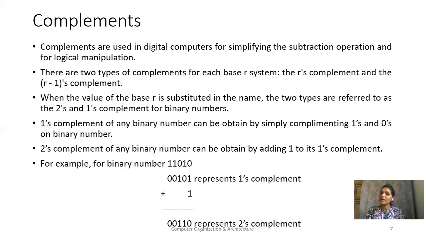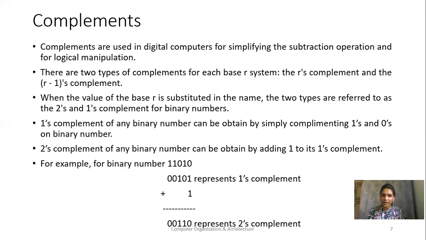And to find any number's 2's complement, you have to first find the 1's complement and then add 1 to its result. Okay, that means you have to add 1 to its 1's complement. So you can find its 2's complement.